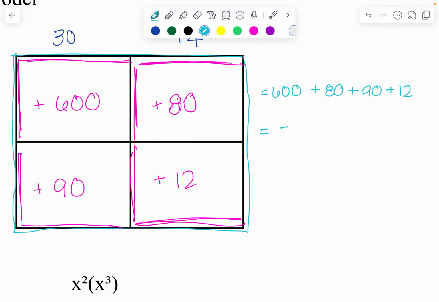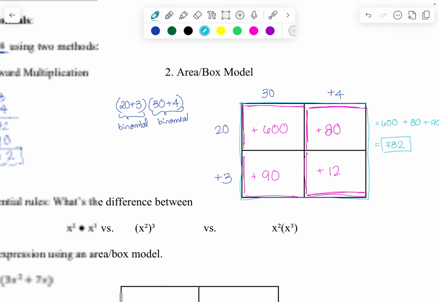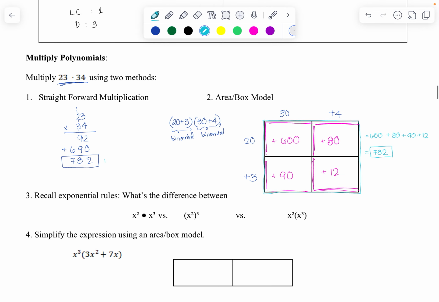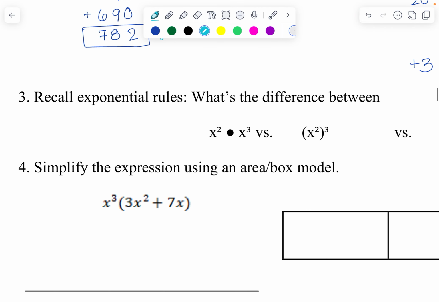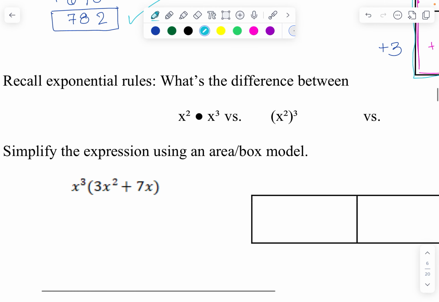This gives me the sum of 782. Oh, look at that. Isn't that the same as what we got here? Indeed it is. So recall your exponential rules. What's the difference between x squared times x cubed, versus x to the 2nd power raised to the 3rd power? This gives us x to the 5th versus x to the 6th.